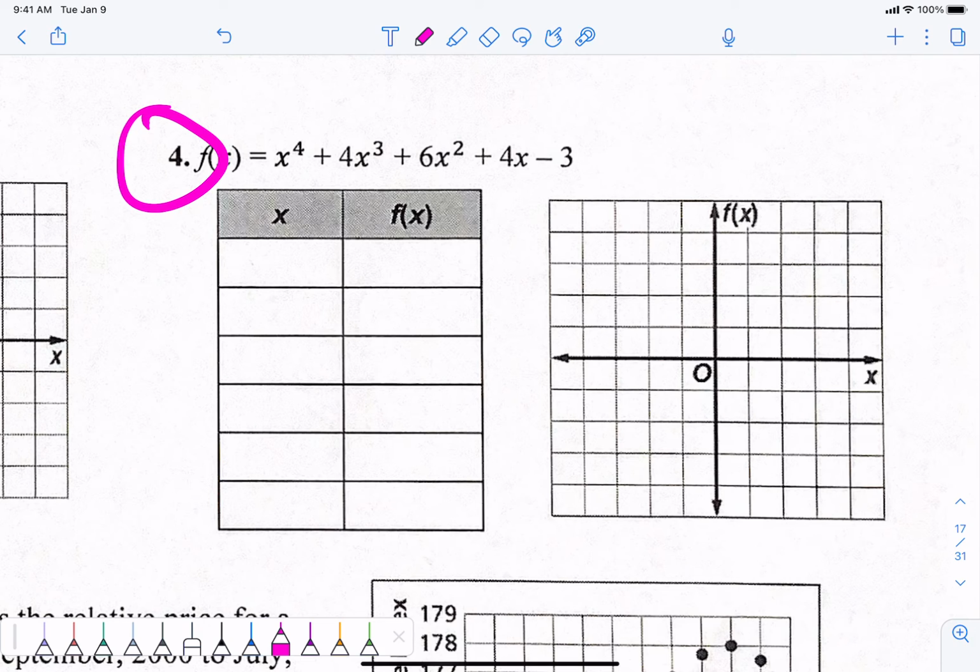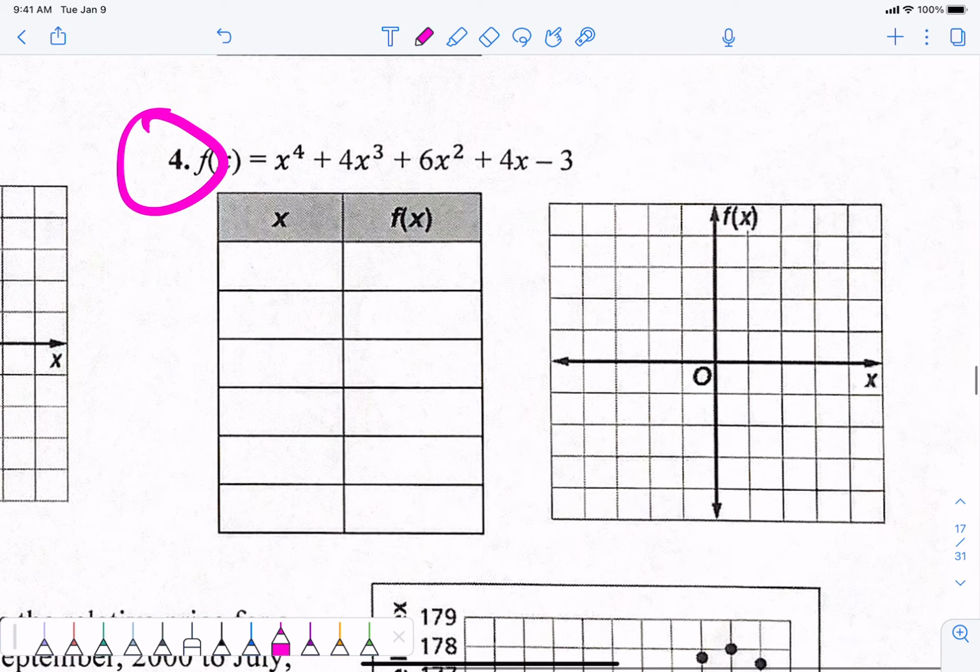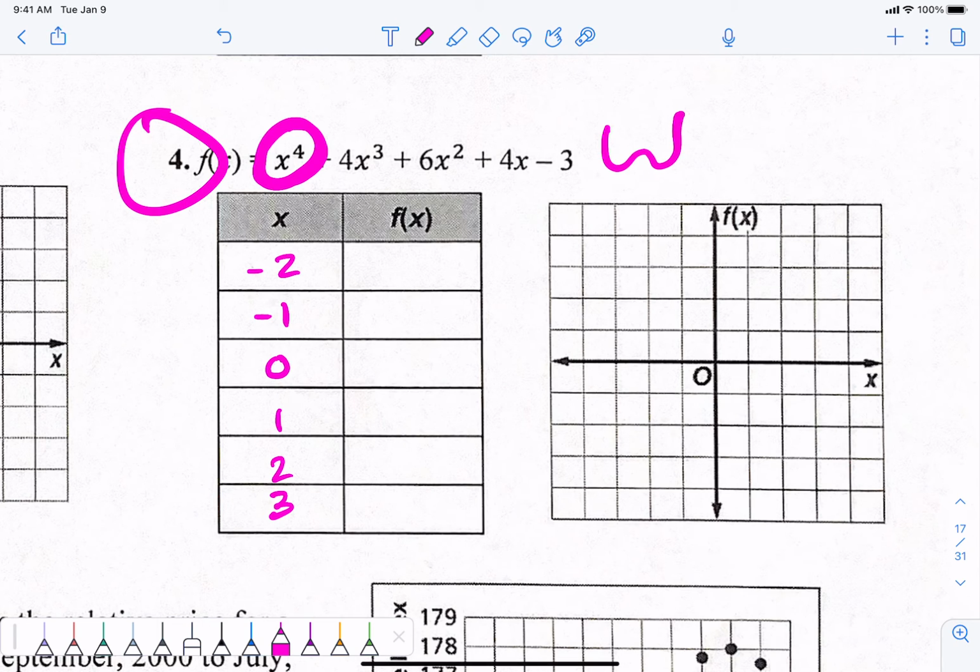Let's pick some numbers. Should we pick some numbers? Some even and some odd: -2, -1, 0, 1, 2, 3. We'll see if that gives us enough. Okay, what's x to the 4th power going to look like, by the way? It's going to look kind of like a W, right? So when you graph this, it should have a W-ish shape. If it does not, you might need to plot some more points, okay?